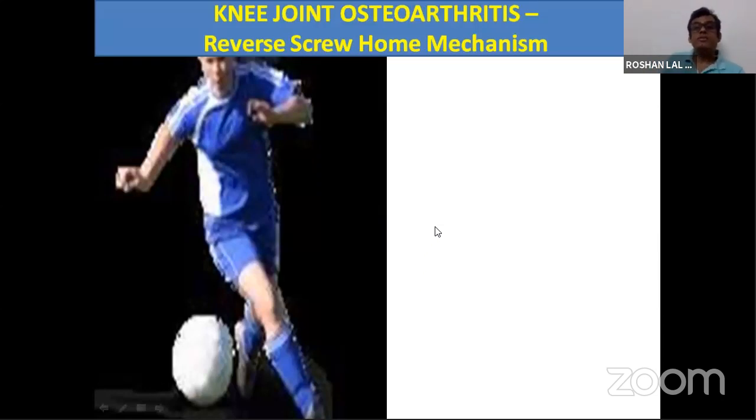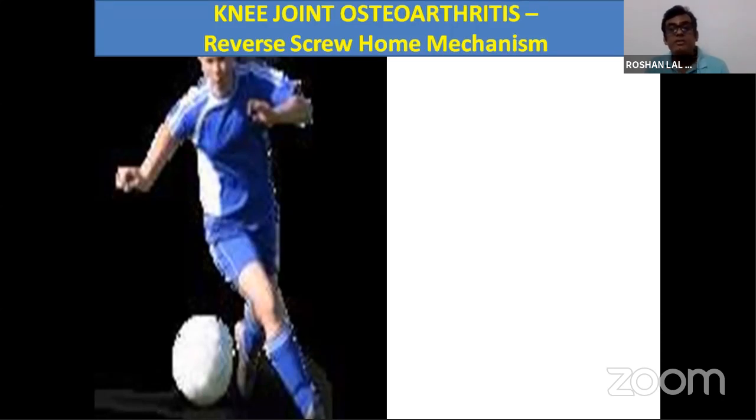What is the reverse screw home mechanism? Screw home mechanism is a mechanism in which, when we extend the knee joint, especially at the end or terminal extension, the tibia rotates externally. This external rotation of the tibia is to lock the knee joint. This is a normal phenomenon and it is known as the screw home mechanism.